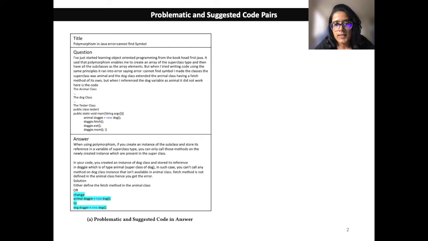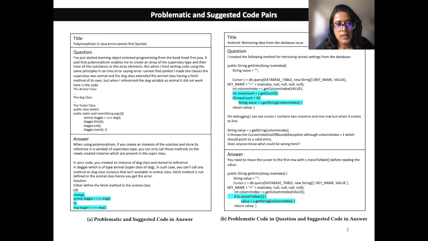We propose a set of natural language-based approaches to automatically extract problematic and suggested code pairs from Stack Overflow posts in two scenarios. The first scenario is what you see on the left-hand side of the slide right now, where the problematic and suggested code are both present within the answer. The second situation is where the problematic code is situated in the question and the suggested code is found in the answer.